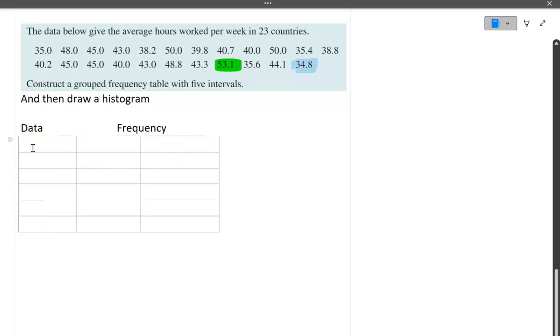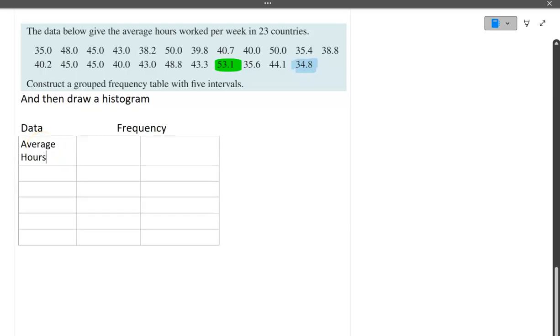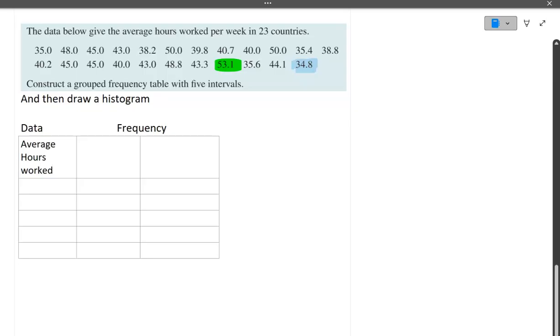So first of all, in the first row, I need to write what we are doing. The data below gives the average hours worked. That's what I will write: average hours worked. Here we have number and here we have frequency. Okay, because the format is different, so number, and here we have percentage. That's what we have done in the last question.